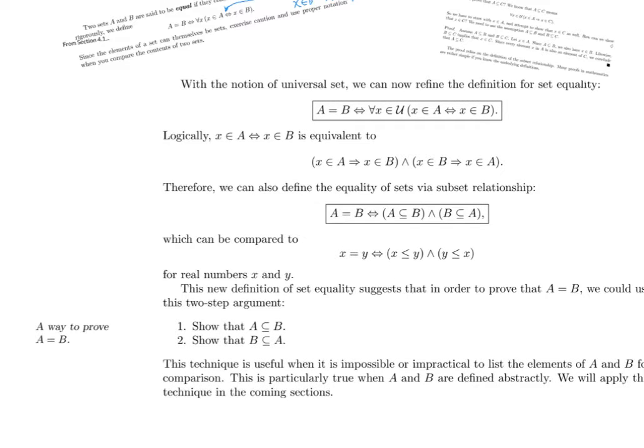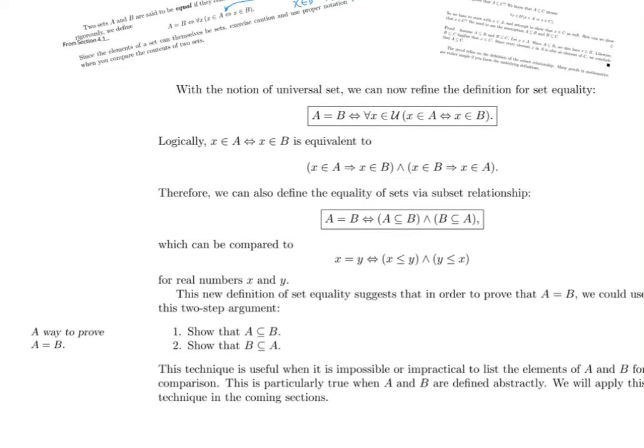Now that we have the idea of a universal set, we can revisit this same formal definition, except we're making the observation that it's for all x in the universal set U. Again, here is the breakdown of what x is in A if and only if x is in B means. Which means if we were going to prove set equality, we would need to prove each of these pieces individually.